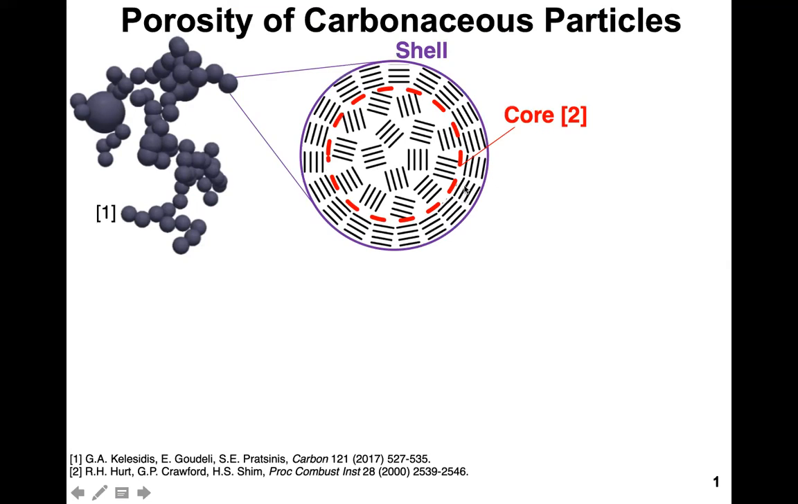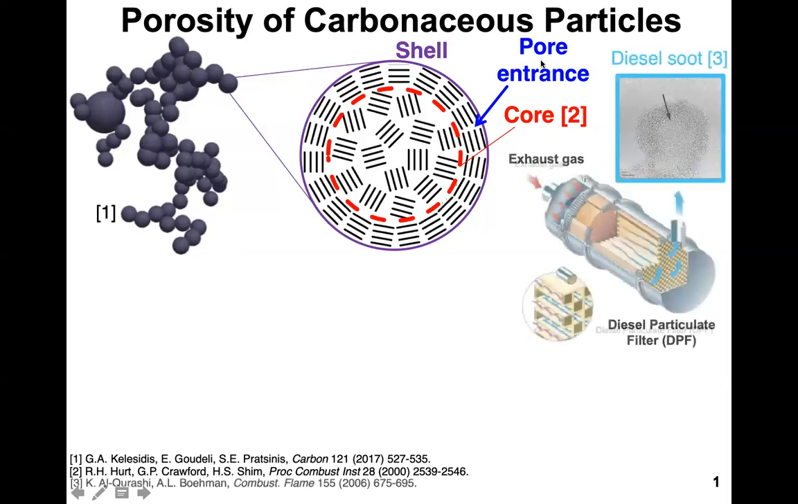Now, as you can see here, between these crystallites, a network of pores is formed that starts from the surface of the nanoparticle, as you can see, for example, over here. The pore size is rather small for unoxidized carbonaceous nanoparticles. However, oxidation can alter significantly the pore size and structure of these nanoparticles.